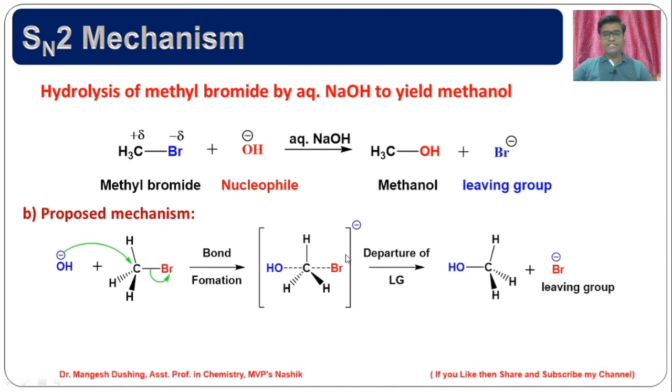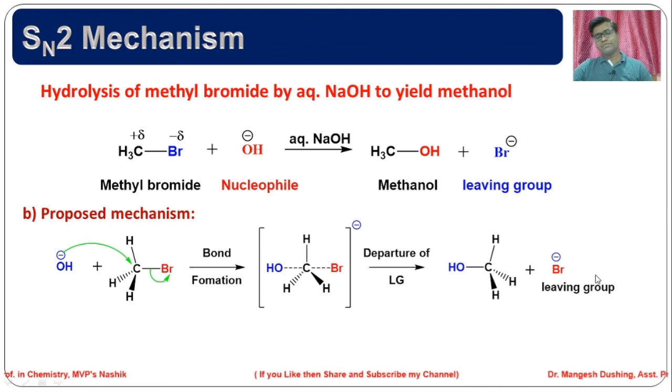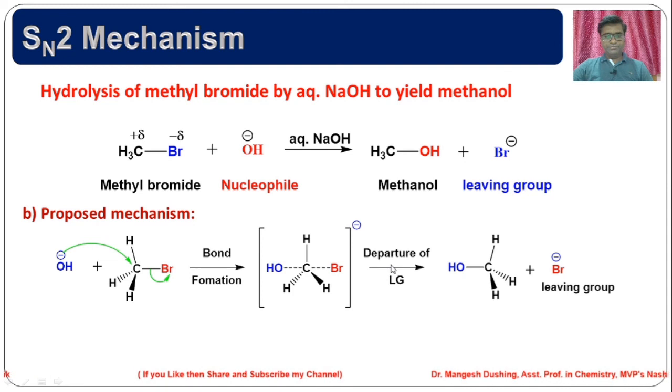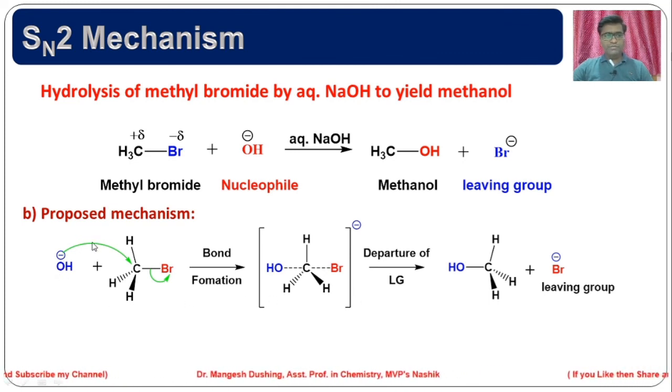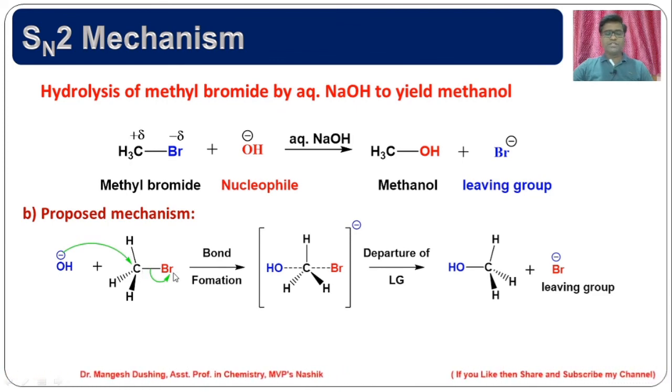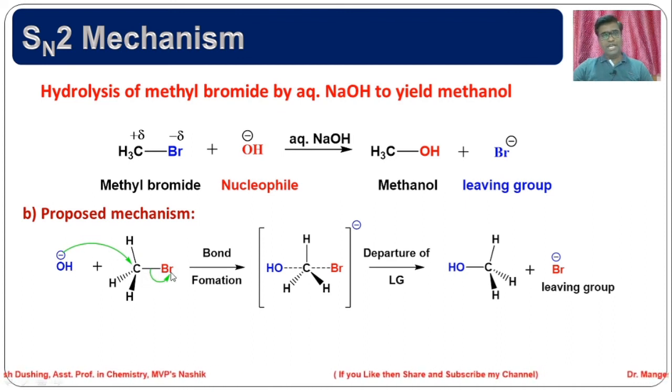This transition state breaks into the product by departure of the leaving group. So the leaving group will leave. So this is the mechanism proposed by Ingold. This is a one step mechanism. This is a very short lived transition state. That's why this is called a one step mechanism. So in a single step, OH minus attacks on the carbon while Br minus leaves the carbon. So the bond forming process as well as the bond breaking process happen in the same step.